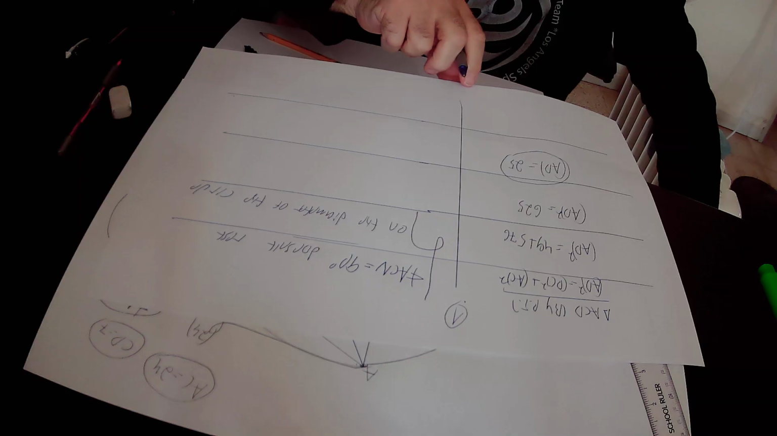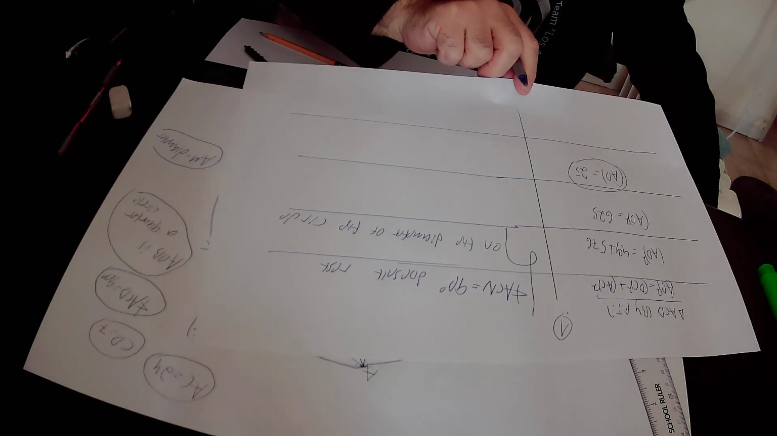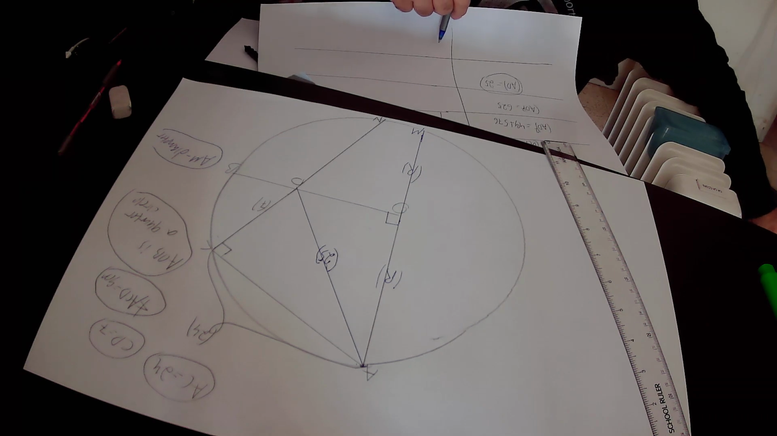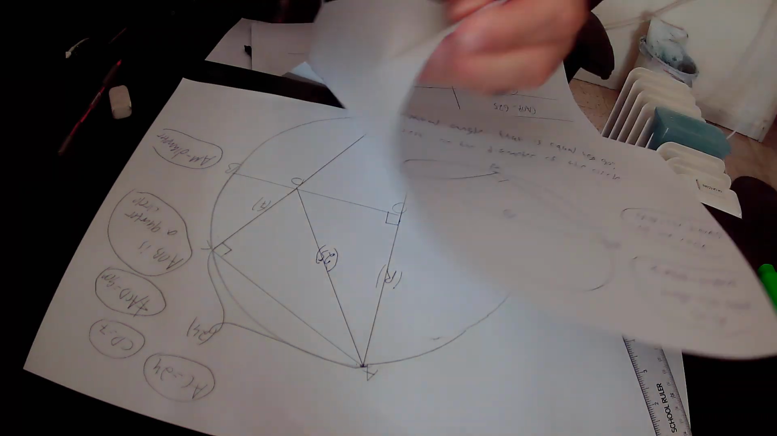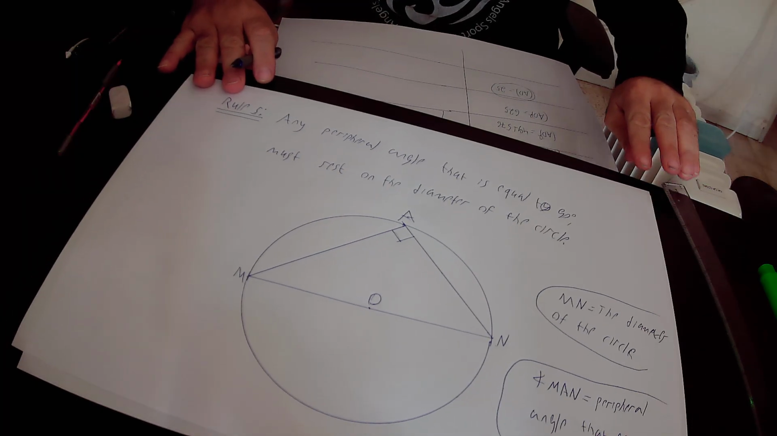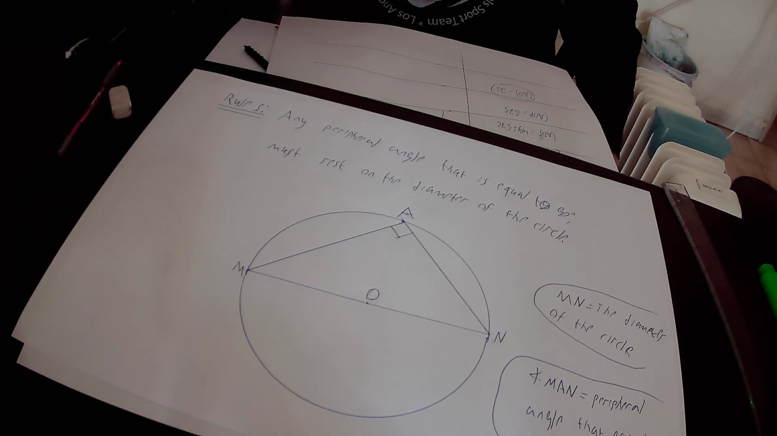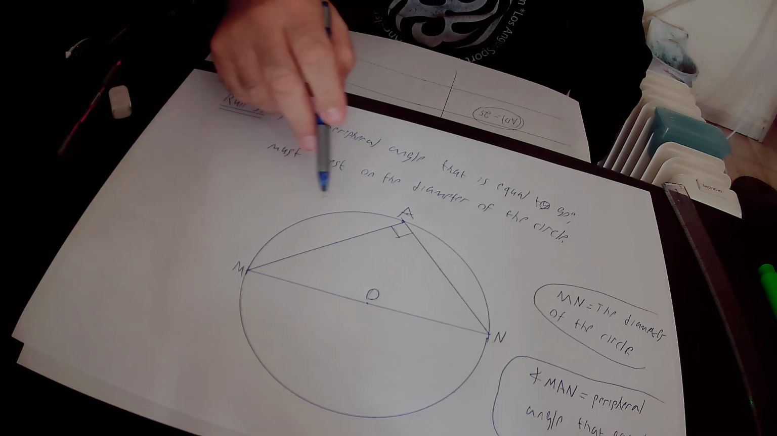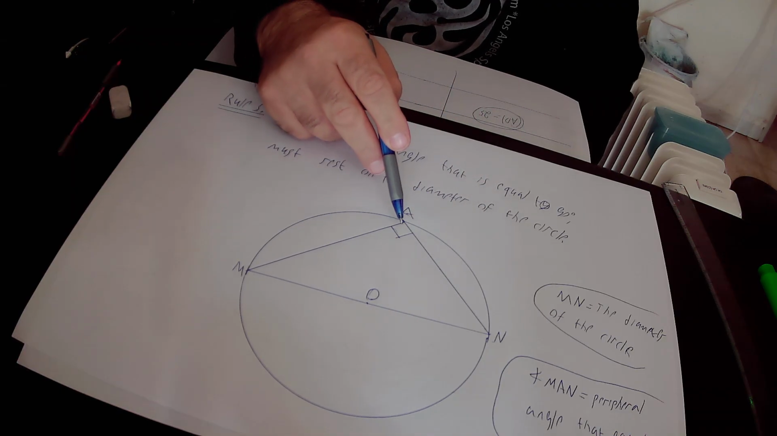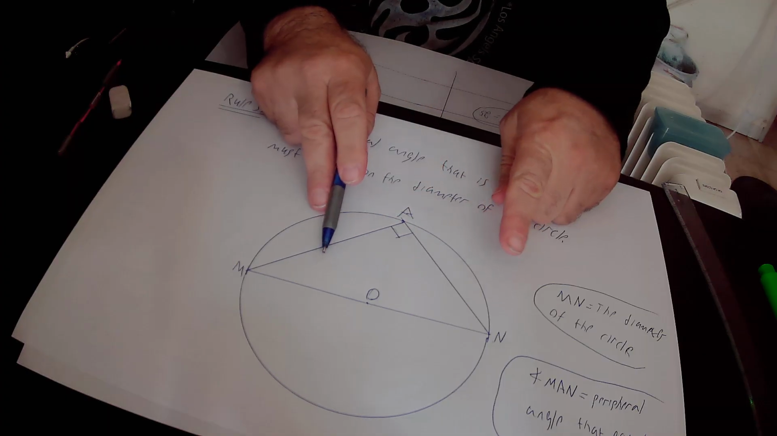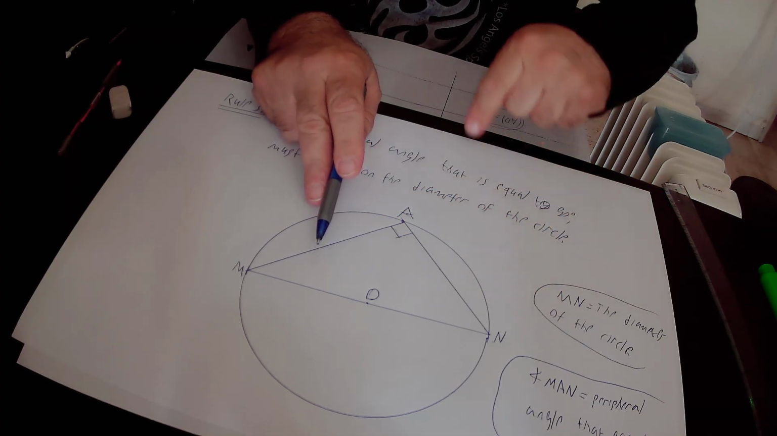But it contradicts rule number 5. According to rule number 5, any peripheral angle that is equal to 90 degrees must rest on the diameter of the circle. Here we have peripheral angle MAN that is equal to 90 degrees. Therefore, this peripheral angle MAN rests on MN, that is the diameter of the circle.